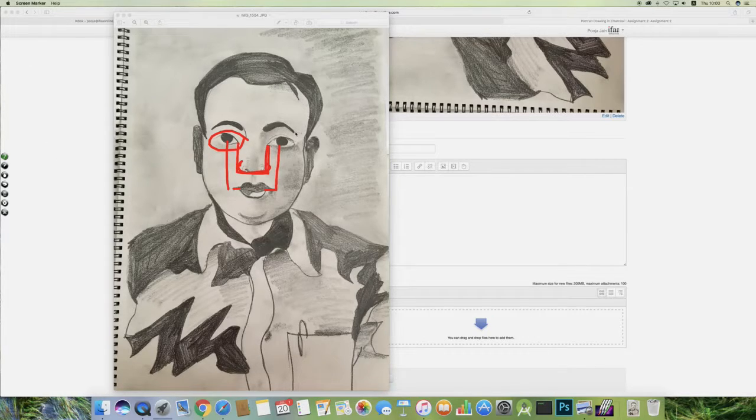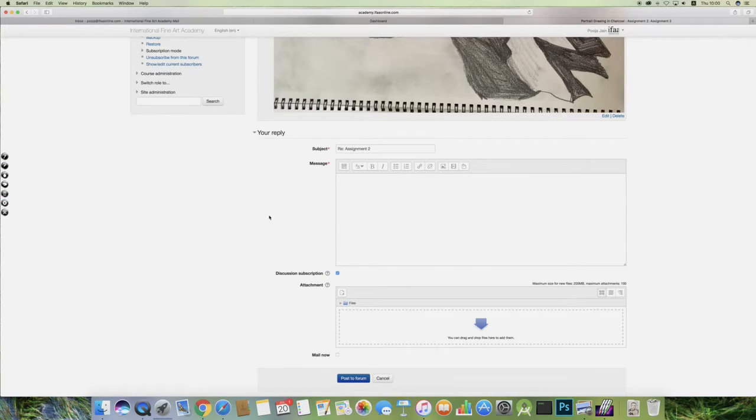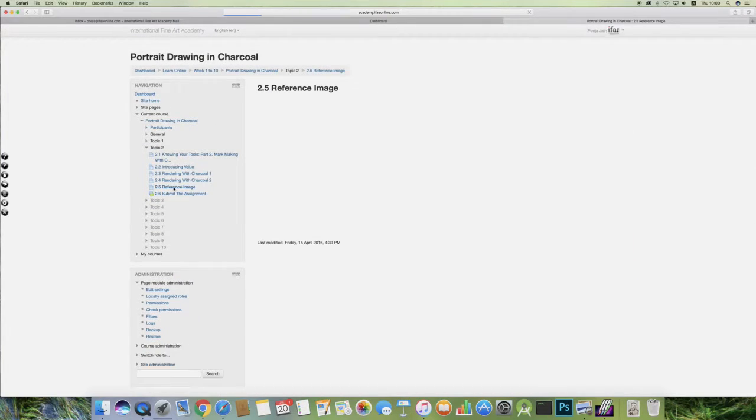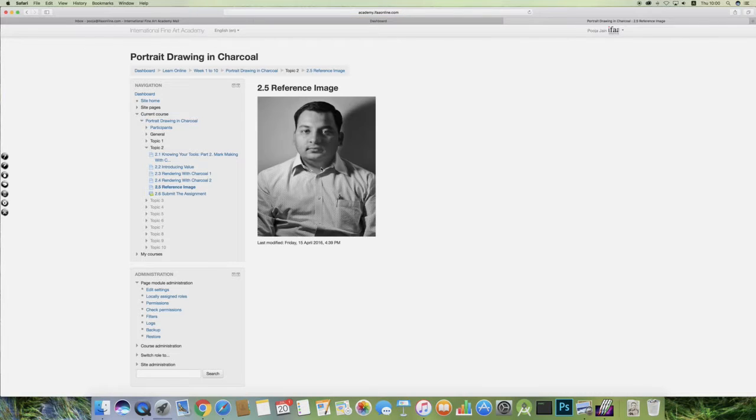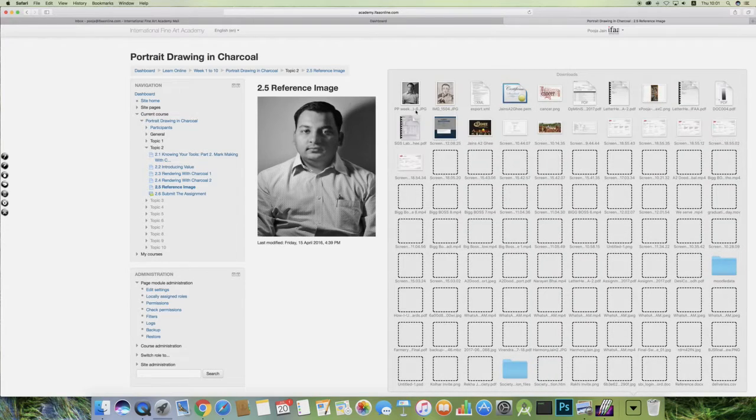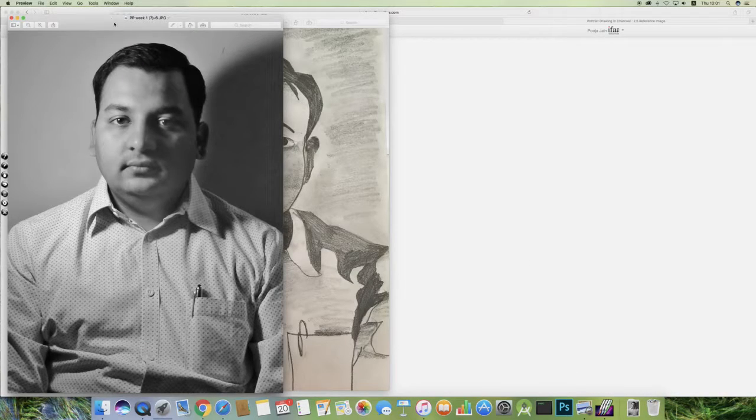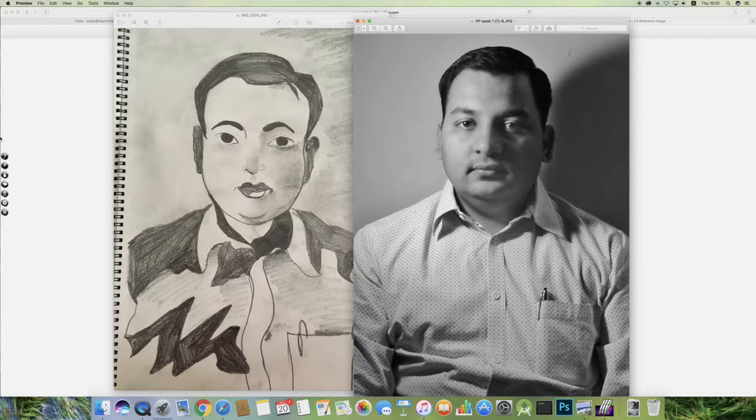Your understanding of light and shadow is good, but still I think there are some shadow shapes which are missing. Let's look at those shadow shapes. Okay, so fine, here we have the image. Now let's look at the shadow shape.